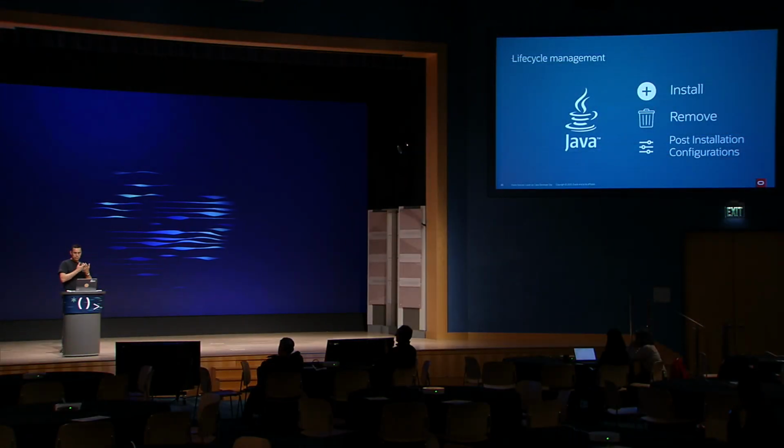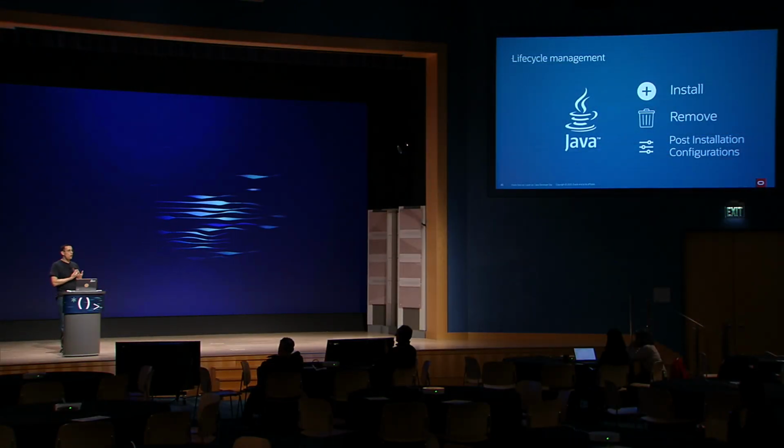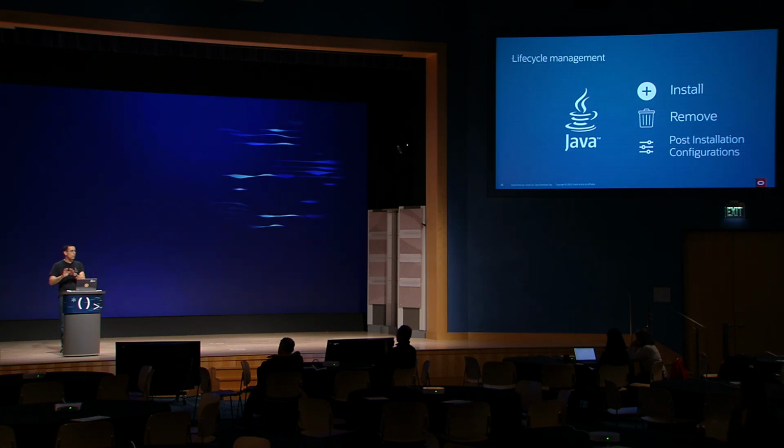Right? When you're doing the installation, there's an extra option, which is post-installation configurations. There's certain things that you can do that are preset. So it is common when you install a version of the JDK that it will overwrite previous settings. Right?